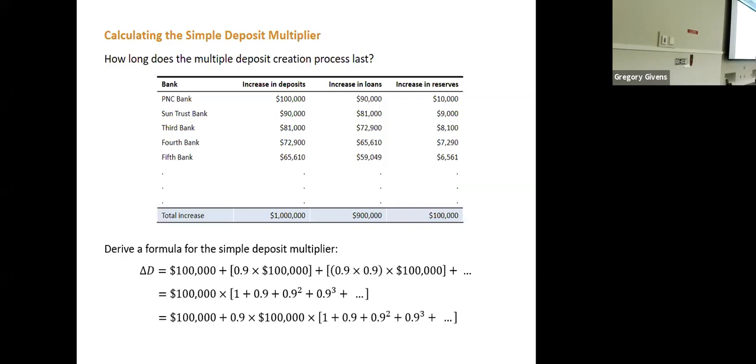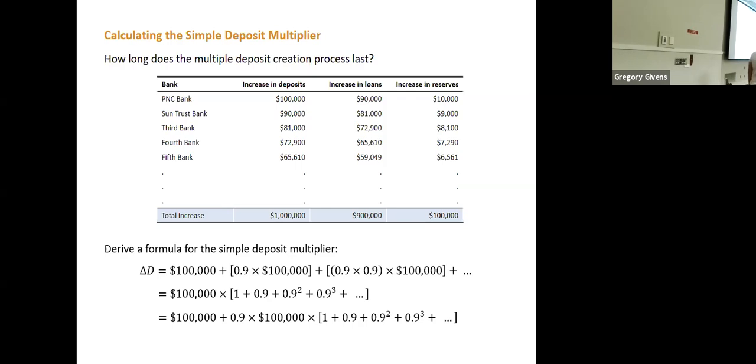Now imagine from that second term, we factor out a 0.9. What are we going to be left with? 0.9 times 100,000 times quantity 1 plus 0.9 plus 0.9 squared plus 0.9 cubed, and on and on and on. Now that may seem like a silly thing to do, but what do you notice this term is equal to?